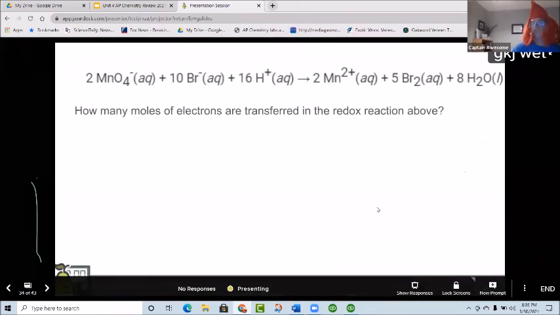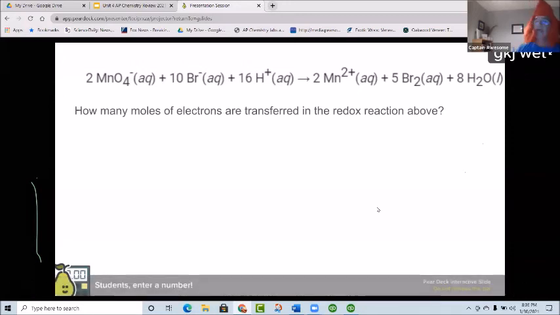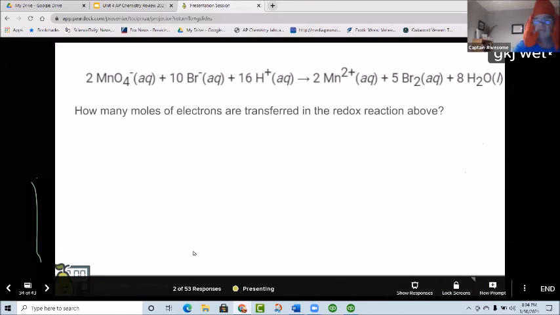A very common thing on the AP exam, this is both stoichiometry and redox, is they want to know how many moles of electrons are transferred. So you would have to figure it out just either by the Br or by the Mn. So you'd have to assign oxidation states and figure out how many moles of electrons are transferred.